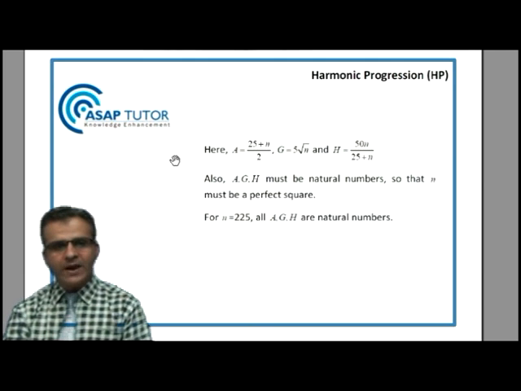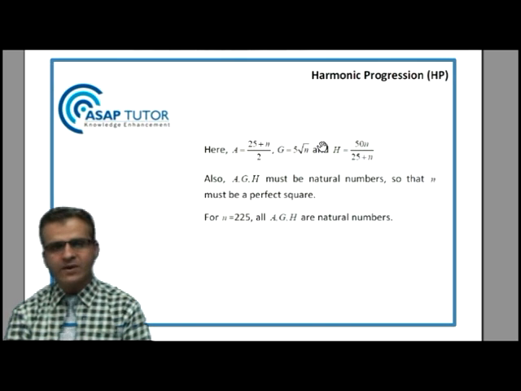Now we have the two numbers, 25 and the last number n, so we can find the arithmetic mean: (25 plus n) divided by 2. The geometric mean will be equal to the square root of 25 multiplied by n. The square root of 25 is 5, so it will be 5 square root of n, and the harmonic mean is equal to 50n divided by (25 plus n).